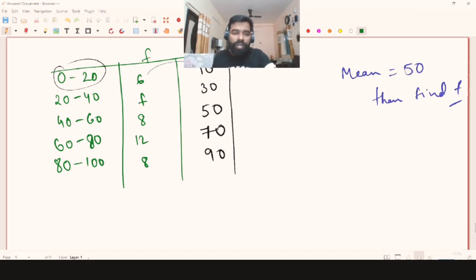So what you have to do is multiply 6 times 10, that is 60, then f into 30 is 30f, and then 8 into 50, that is 400, and then 12 into 70, that is 840, and 8 into 90, that is 720.